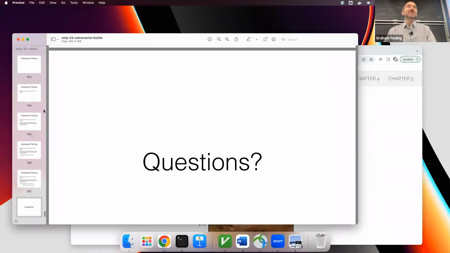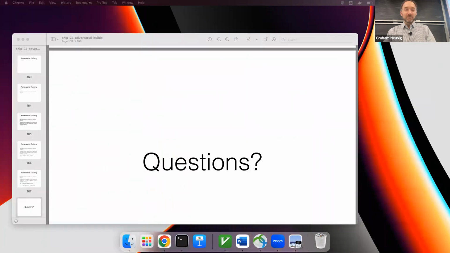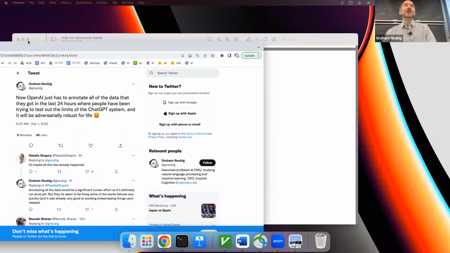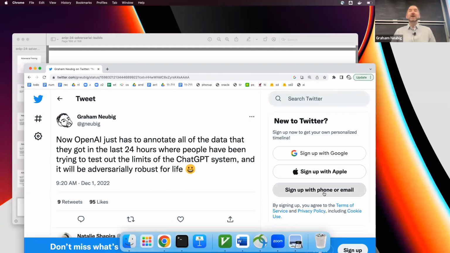I have one timely thing that I just thought of, because I was thinking both about the fact that I'm going to be teaching this class and about ChatGPT just being released. So I posted this on Twitter earlier today. OpenAI released a ChatGPT model that a lot of people are playing with. Maybe people have seen this. Essentially, in the first 24 hours of everybody using the model, everybody was just trying to break it. So they were giving lots of adversarial examples.